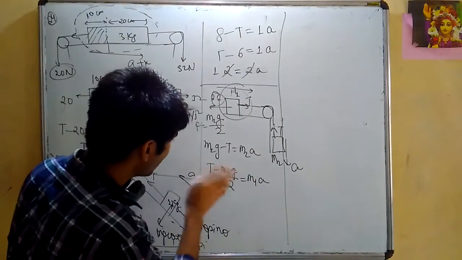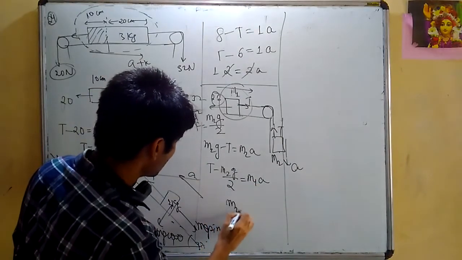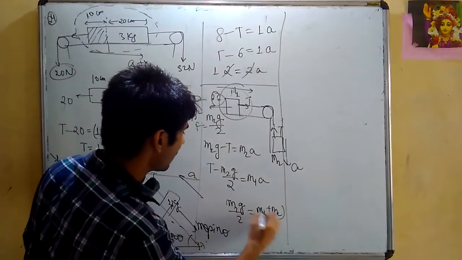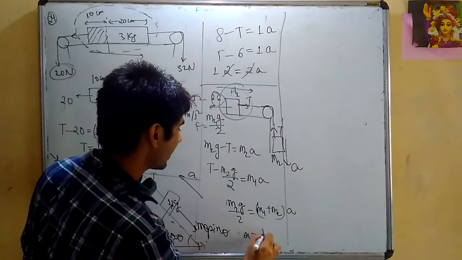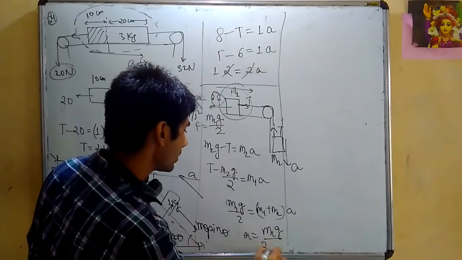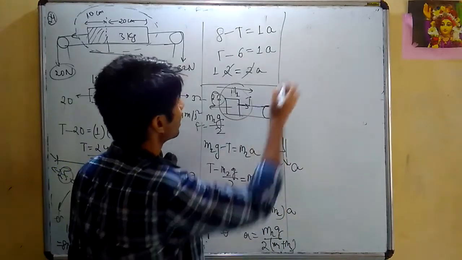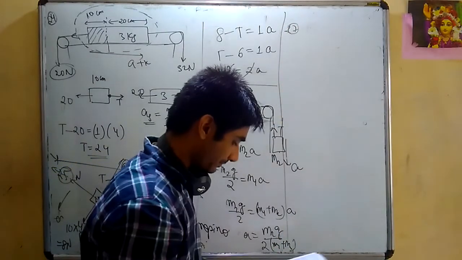I have to find the acceleration. I simply add these two equations. What I have is m2g by 2 equals m1 plus m2 into a. I have got the value of acceleration as m2g by 2 into m1 plus m2. Finished. Now let us come to question number 27.